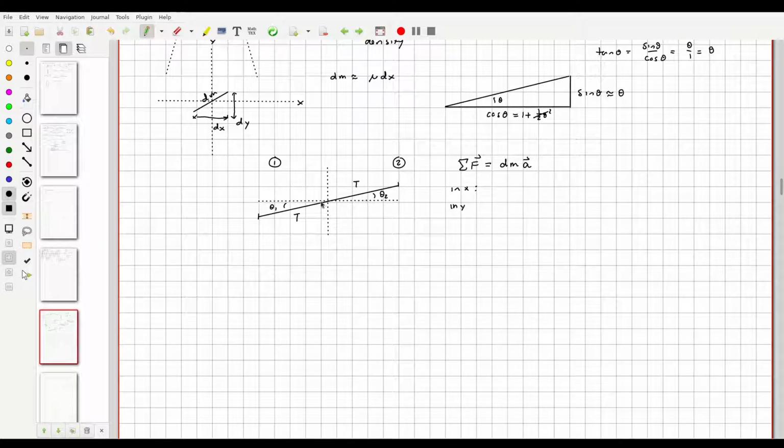So remember, this mass element is only moving up and down. That's where it's experiencing acceleration. Side to side along x, it isn't, which means that if I sum up my forces along x, I'm going to get 0.